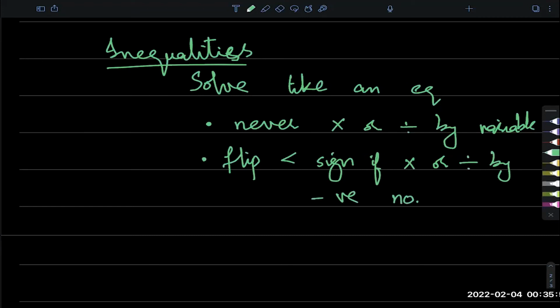Flip the sign if you're multiplying or dividing by a negative. Yeah, those are the two rules you have. Otherwise, they're exactly like equations.